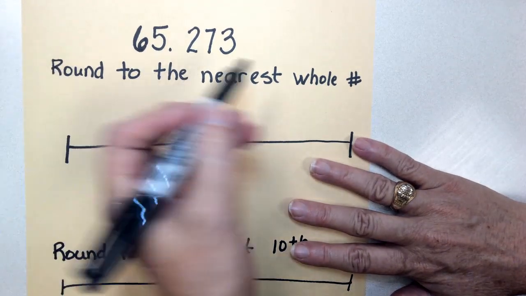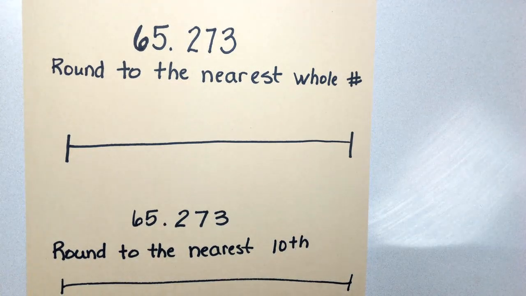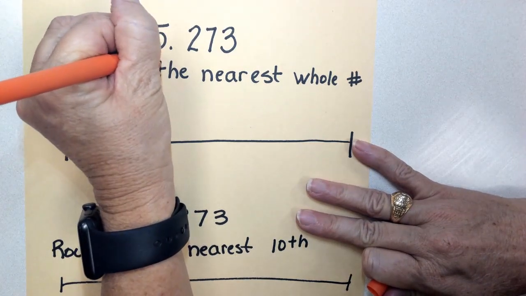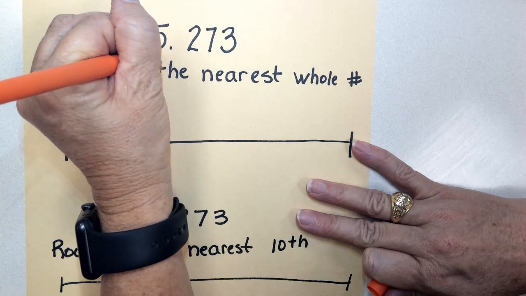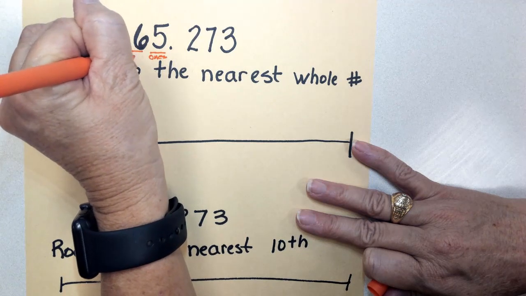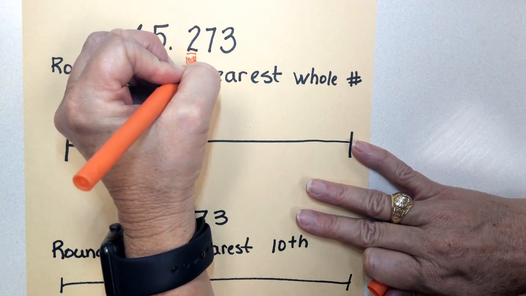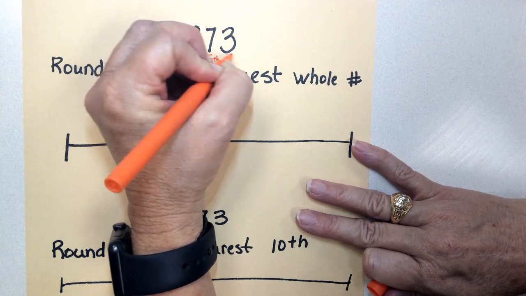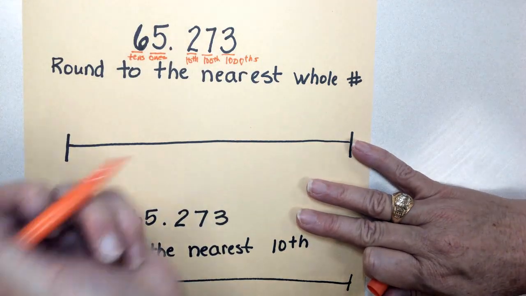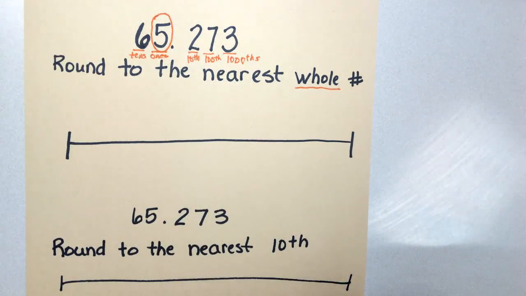So whenever we're rounding to the nearest whole number, the first thing that we want to do is label those places. We're going to just start with the digit to the left of the decimal point. So we have our ones place, we have our tens place, and then behind the decimal we have our tenths, our hundredths, and our thousandths. And if we're rounding to the nearest whole number, then I am going to be looking at this information right here.